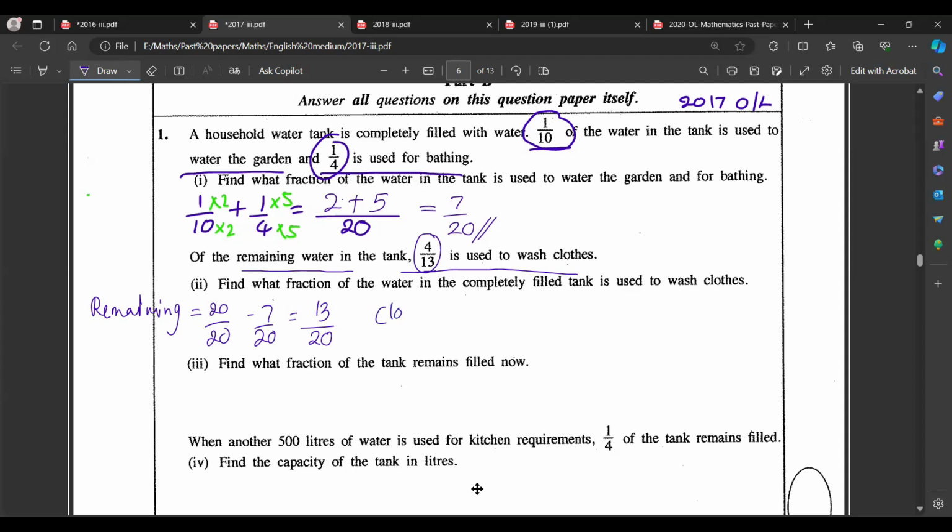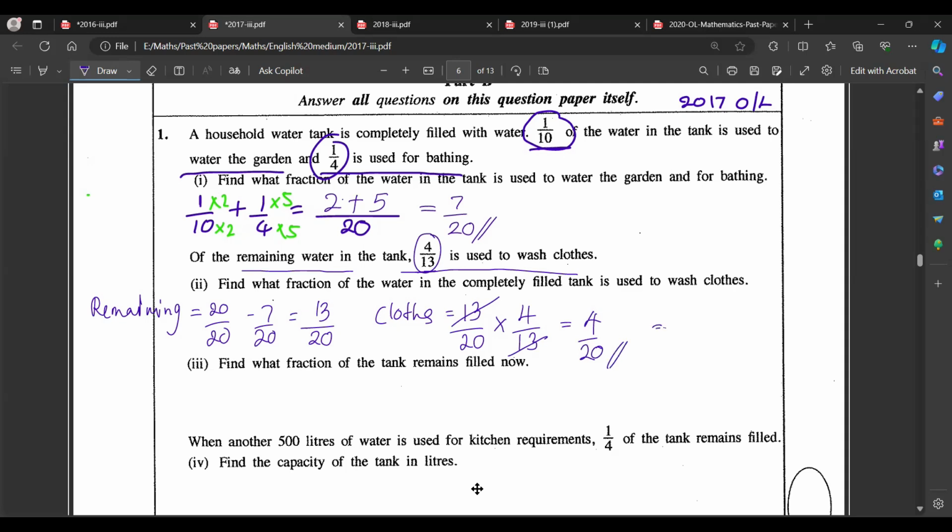So clothes, they ask in fraction for clothes. But from remaining 13 out of 20, of means multiplication. Use what? 4 out of 13. They are using 4 out of 13 remaining from this one. 13 and 13 can be cancelled. So remaining what? 4 out of 20. No? So clothes, they are using 4 out of 20.